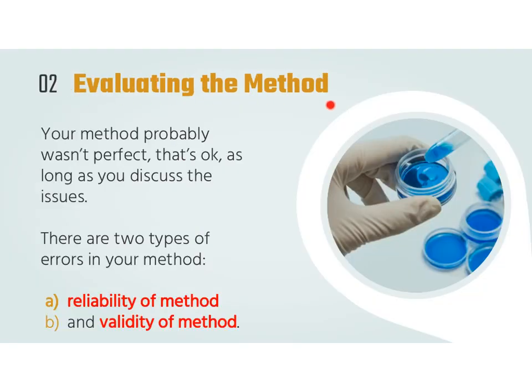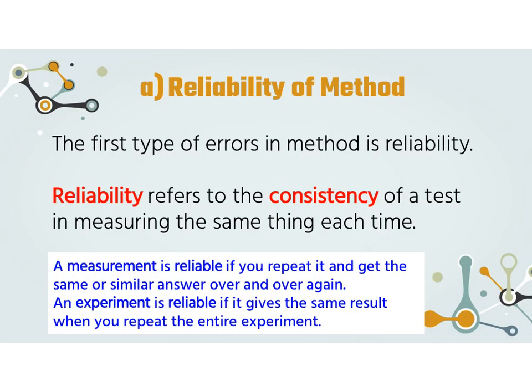Now, how can we evaluate the method? Your method probably wasn't perfect. That's okay, as long as you can discuss the issues. So keep in your mind, we have two types of errors in your method. Some errors will be related to the reliability of the method, and the other errors will be related to the validity of the method. Now guys, let's explain what we mean by reliability of method.